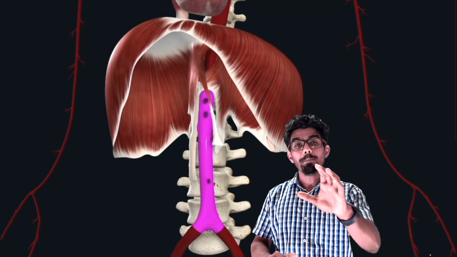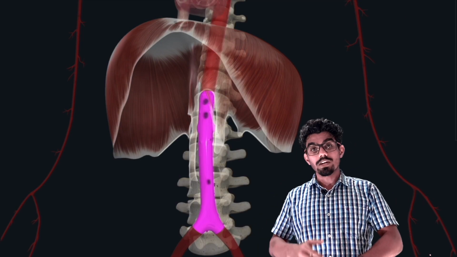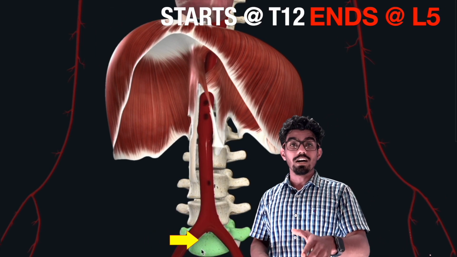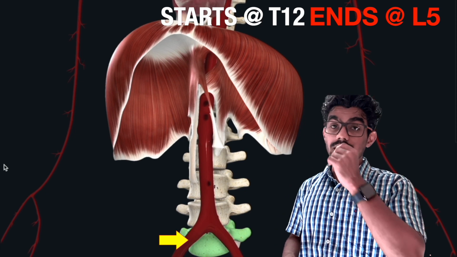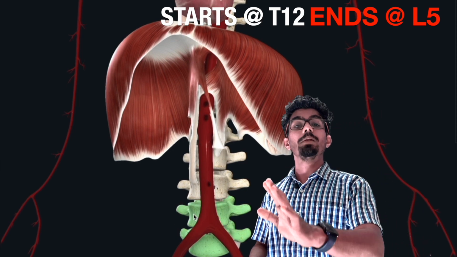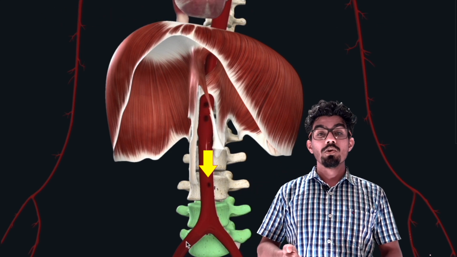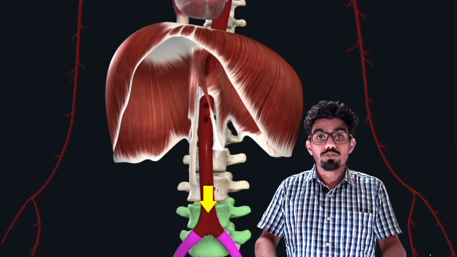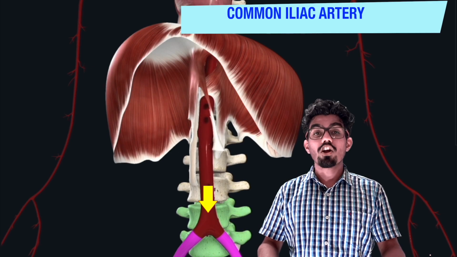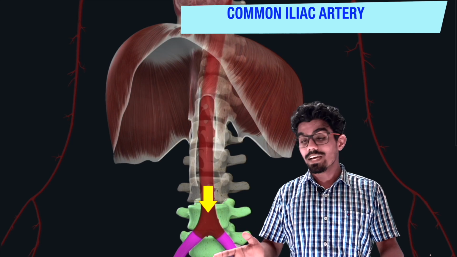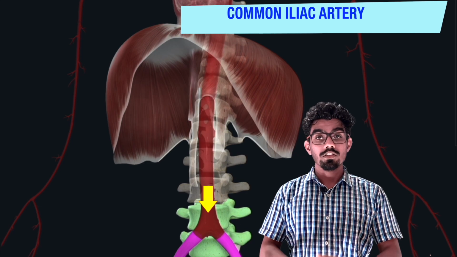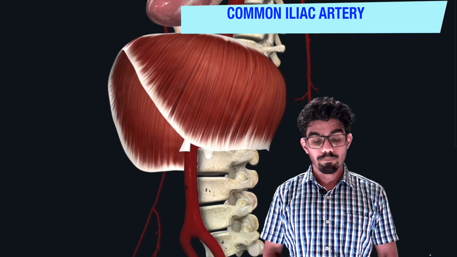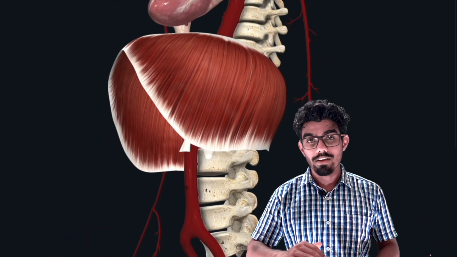Clear? Now the abdominal aorta descends downward as a straight pipe like the thoracic aorta, and it descends up to the L5 vertebra, lower border of L4 and upper border of L5. What happens at L5 vertebra is the abdominal aorta bifurcates into two terminal branches, the left and the right common iliac arteries. So the abdominal aorta terminates into two common iliac arteries. Now look at L4, L5 level.